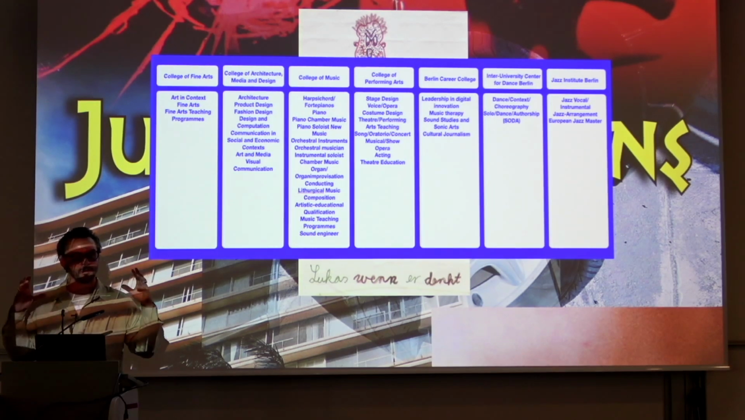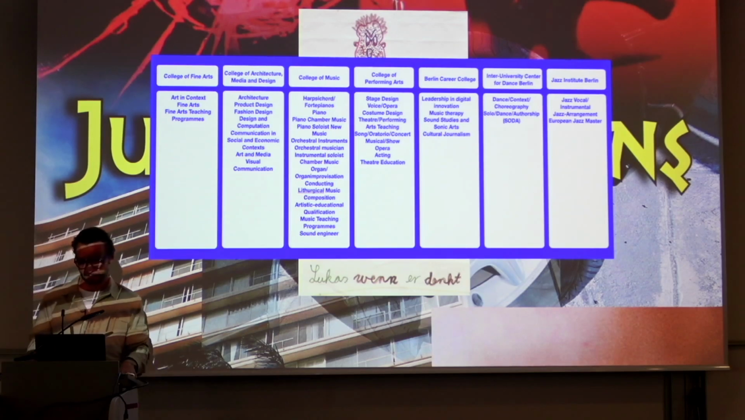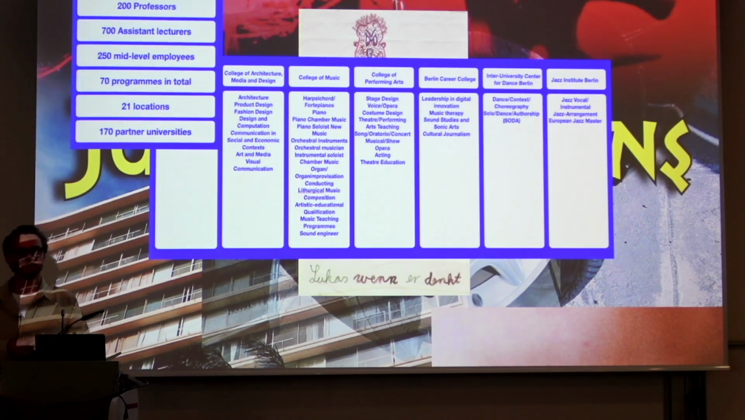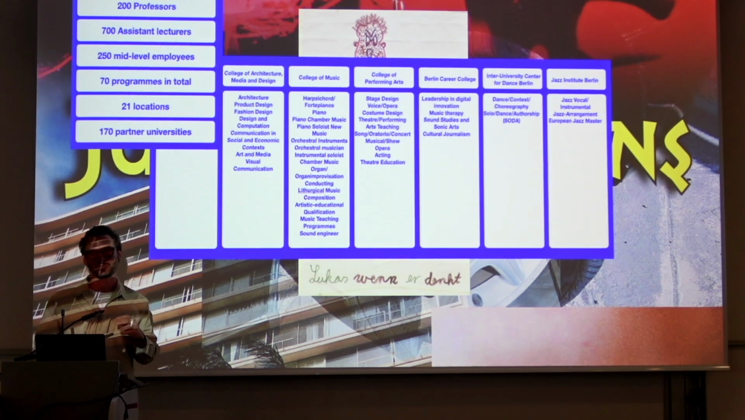But it shows you also like how big this university actually is and how many different faculties. And often you don't even know the other programs within your faculty, never mind the other faculties. But more facts, this is a very big university. So we have 4,100 students, which makes the UDK, I think, one of the biggest art universities in Europe. And we have 200 professorships. That's a lot, yeah? With 700 assistant lecturers, which is also crazy. That's like the size of most of the art schools that I've been teaching at before. And 250 mid-level employees, 70 programs, and 21 locations.